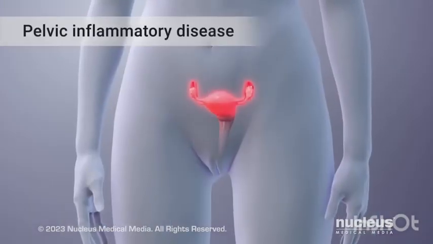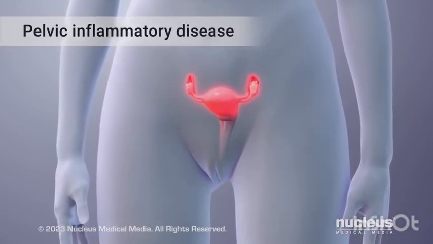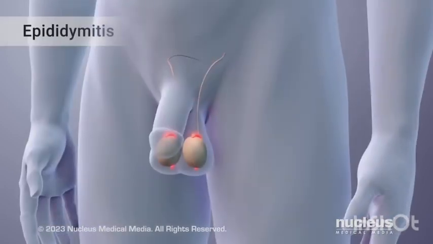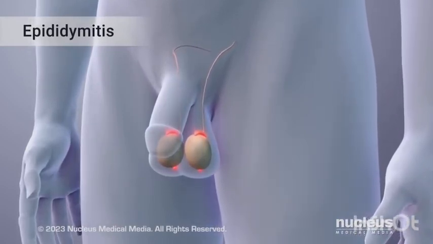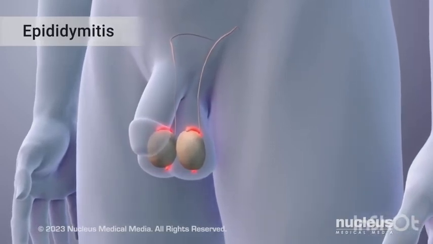Left untreated, the infection may cause pelvic inflammatory disease in women. This means the infection has spread throughout her reproductive organs. In men, it may lead to epididymitis. This refers to inflammation and swelling of the coiled tube attached to the testicles, called the epididymis.